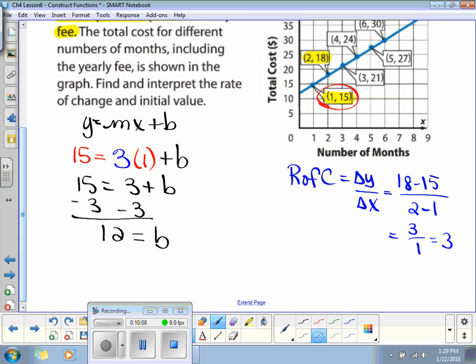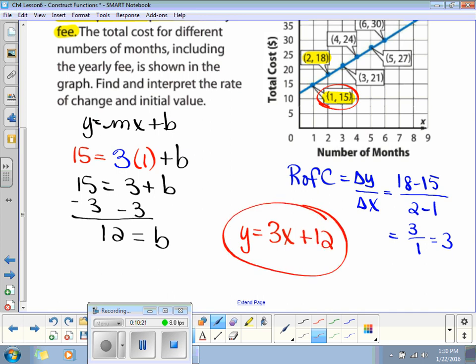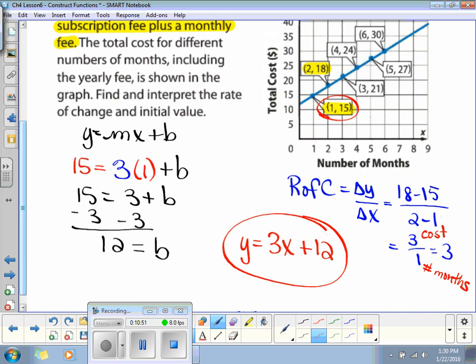And so the final equation would be y is equal to 3x plus b, which is 12. And there's your final equation. The y value represents the what? Total cost. Okay? And the x value represents, here's the x-axis, the number of months. That is how you interpret the rate of change. You look to see what the y represents and what the x represents.